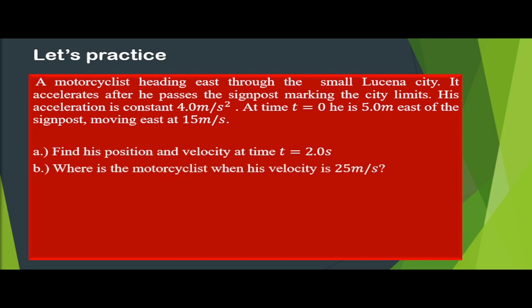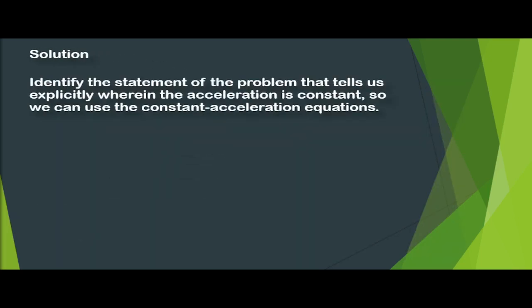Where is the motorcyclist when his velocity is 25 meters per second? Solution. Identify and analyze the problem and, if possible, make a visible representation of the problem. Upon reading the problem, it tells us that the acceleration is constant, so we can use the constant acceleration equations. These are the available information.